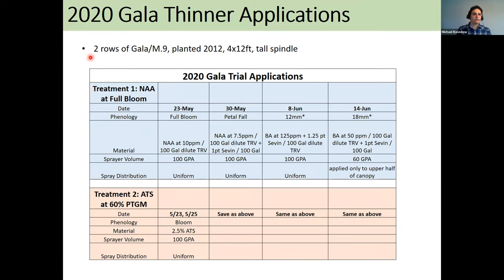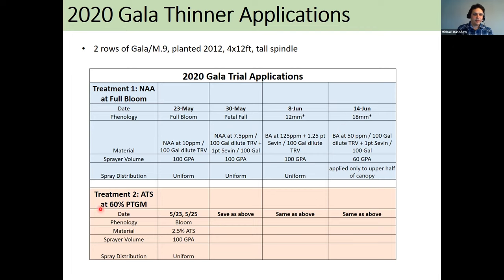As far as the actual treatments, you'll see treatment one was a fairly traditional NAA at 10 parts at full bloom. And then we follow that up with a fairly traditional petal fall, 12 millimeter and 18 millimeter program based on the fruit growth rate model outputs.